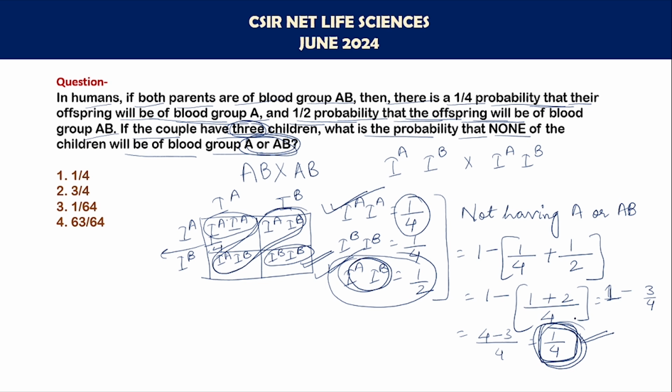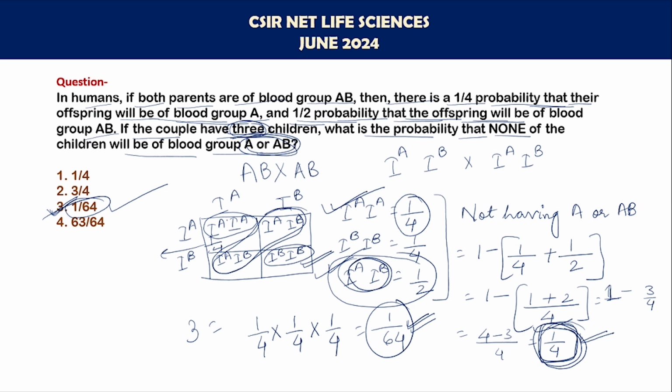But here the question doesn't end. They have asked for 3 children. This is for 1 child, right? So what we have to do? For 3 children, you have to multiply 1 by 4 into 1 by 4 into 1 by 4. So for 3 children, the probability is now 1 by 64. So this is the correct answer. The third option is correct, that is 1 by 64. Okay, so this is how you have to do this sum.